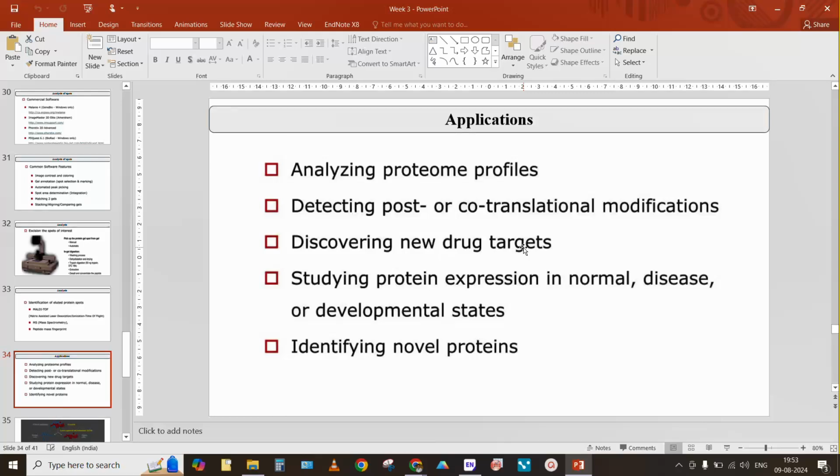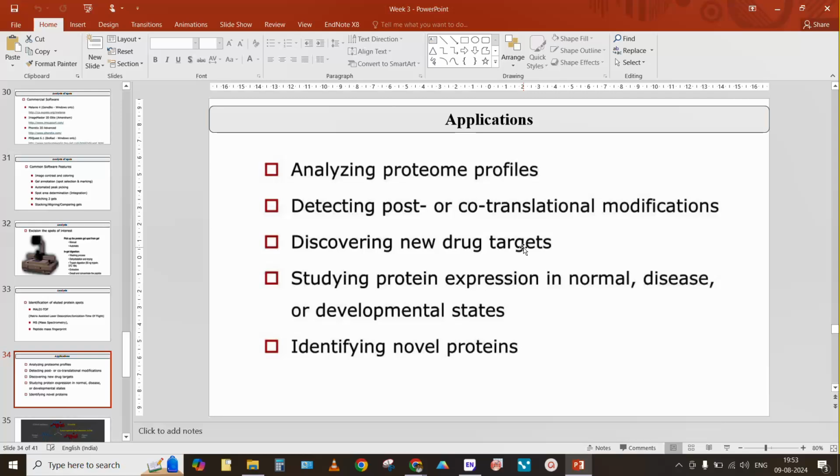2D gel electrophoresis is also used as a purification step to isolate specific proteins or protein isoforms from a complex mixture, which can then be further analyzed or used in functional studies. It can also help to enrich low abundance proteins that might be masked by more abundant proteins in one-dimensional separations. Okay, and it also has some functional proteomics applications as well.